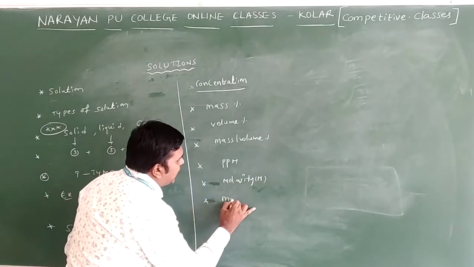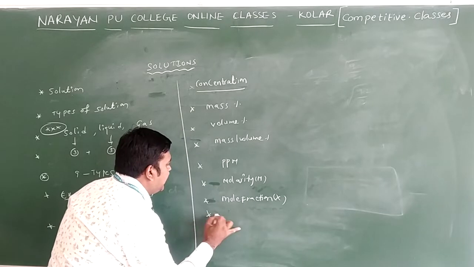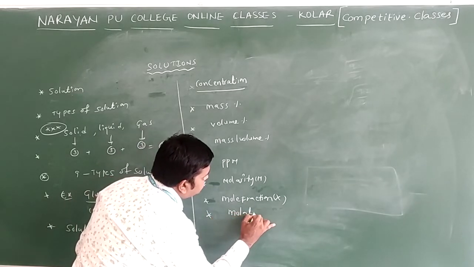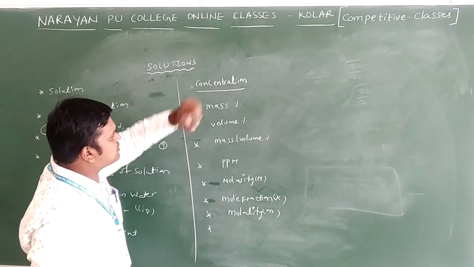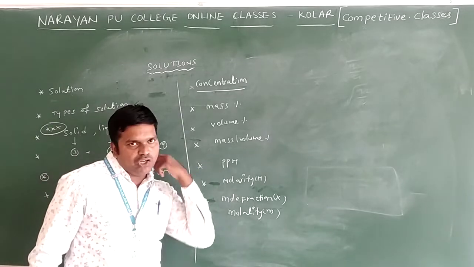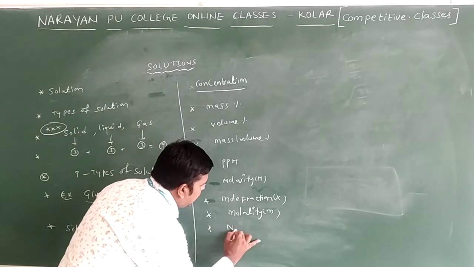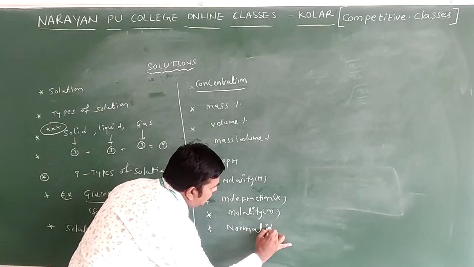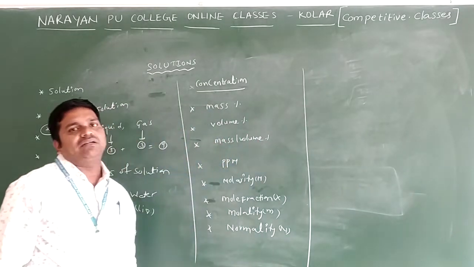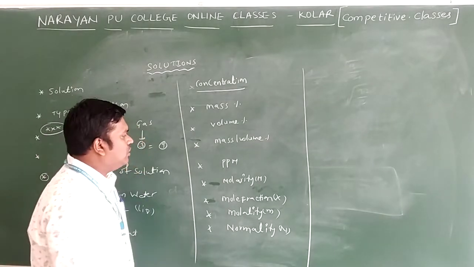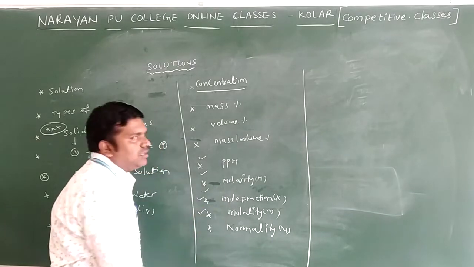and we have mole fraction, and one more we have molality. These are the main factors: mass percentage, volume percentage, mass by volume percentage, ppm, molarity, mole fraction, molality, and one more term also we have, normality. So these are the main concentration terms we have to use in the calculation part. Mainly we can concentrate on ppm, molarity, mole fraction, molality, and normality only.